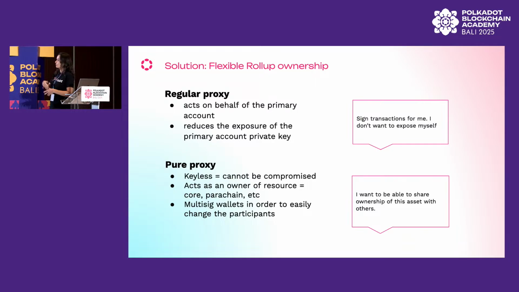So a pure proxy basically acts as the owner of a resource, and you sign transactions for the pure proxy. So there's a pure proxy which would own the parachain, and I would sign transactions on behalf of it, and then I can add other people to be owners of the pure proxy. It's like our shared asset. It's a specific thing in Polkadot, I think.